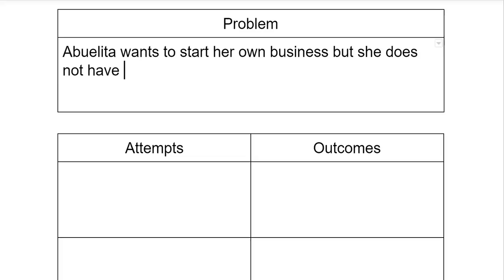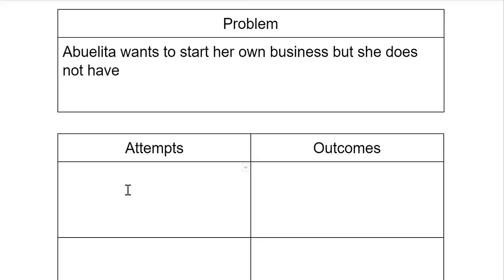Okay, so I'm going to let you finish that. What does Abuelita not have enough of to start her own business? Okay, so that's the first part. Again, I'm going to let you finish that one out. Okay, and then some attempts. She makes some attempts to solve this problem.